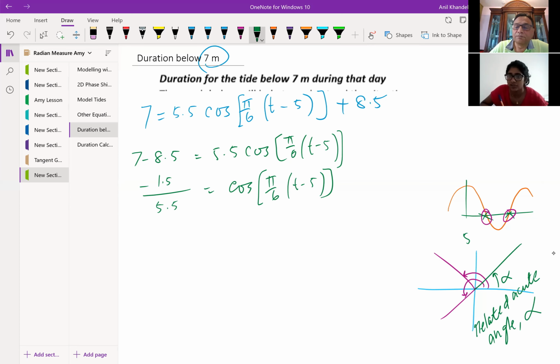So now you can use a calculator. That means you just multiply this and do the math and find the value, correct? So you'll get two answers, and those will be the times when the tide will be at 5, at 7, right? And if the question says below 7, that means we are looking into this interval in time between these two. So that will be our solution.